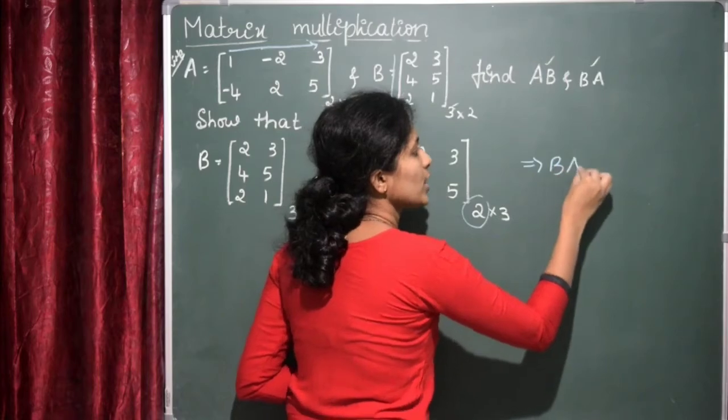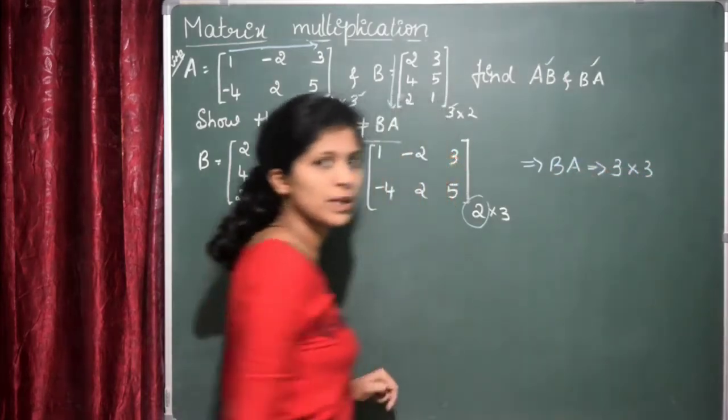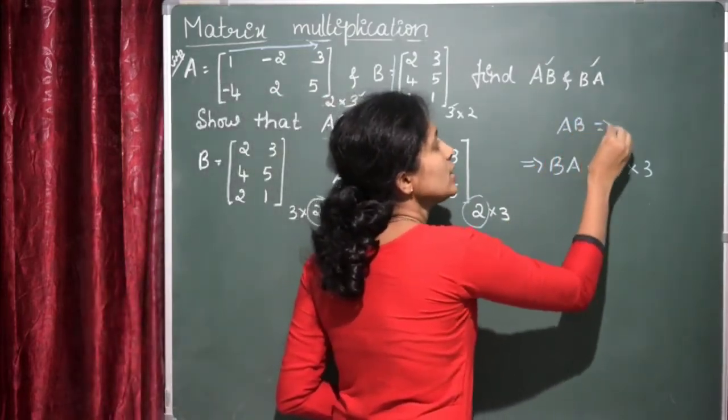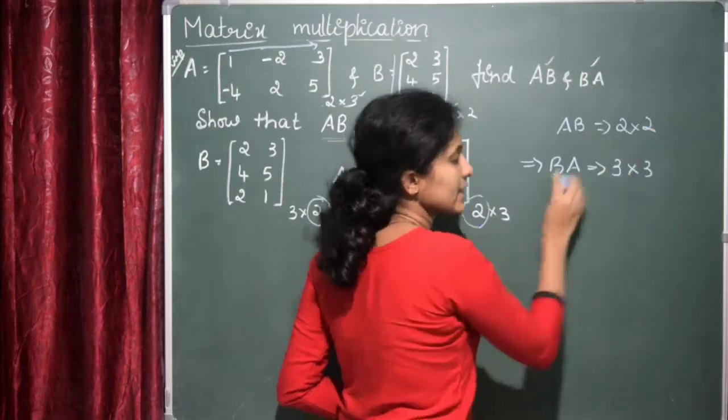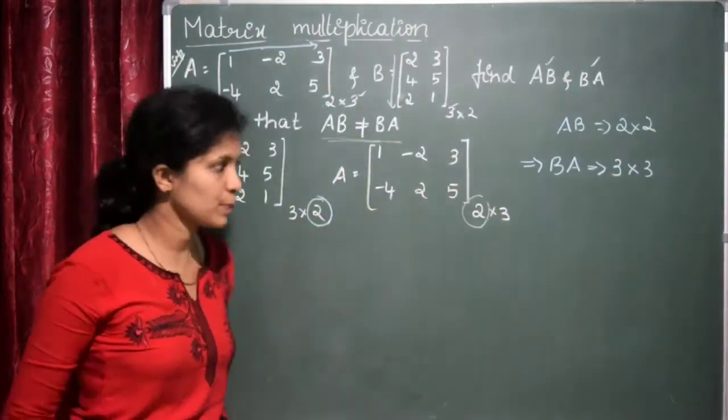BA should be of order 3 by 3. Here only we can say that AB is not equal to BA, right? Because we got the matrix AB is of order 2 by 2, but here we are getting BA of order 3 by 3. So the matrices are not equal. Let's prove this one.